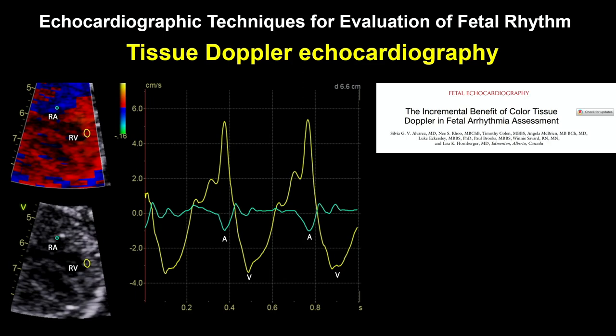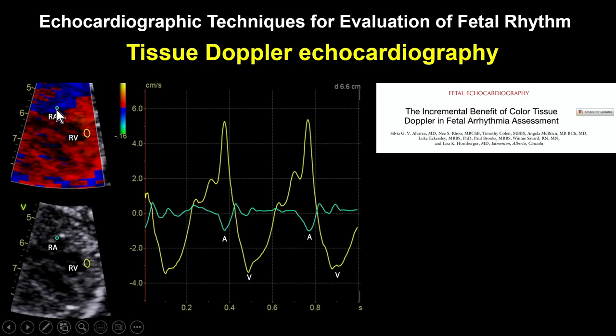And as you can see from the title of the paper, they believe and prove that there is an incremental benefit of using this technique for differential diagnosis. So here we have two areas of interest. One is applied to the myocardium of the atria, and another one on the myocardium of the ventricle. And you can get the trace pretty much, in appearance similar to an electrocardiogram. But what you can see here, green is the trace from the atria and the yellow from the ventricle.